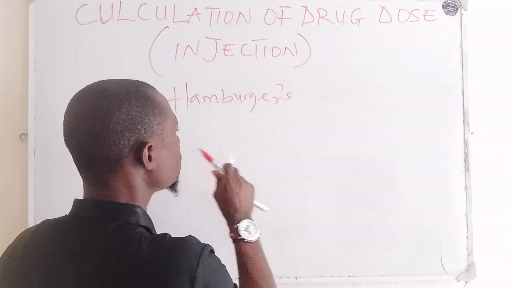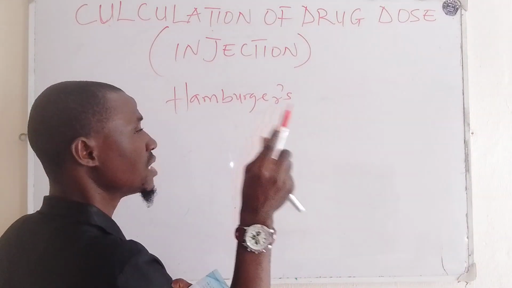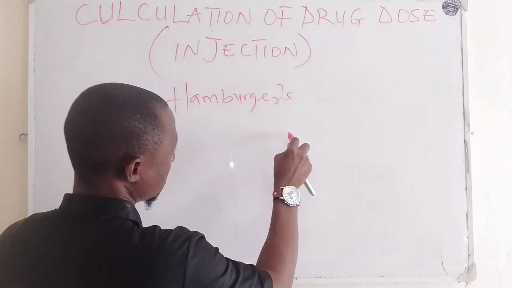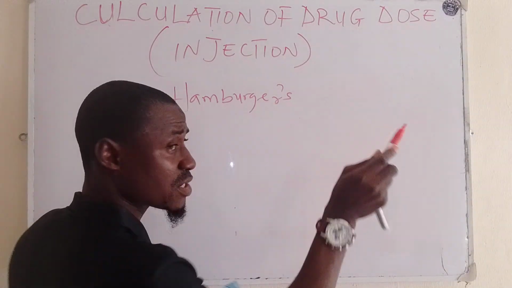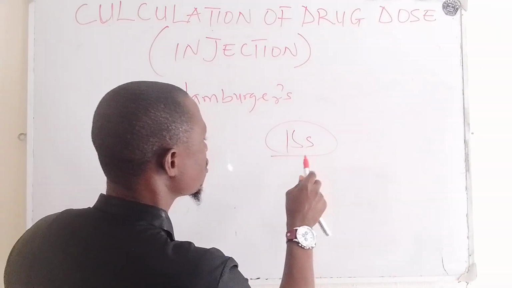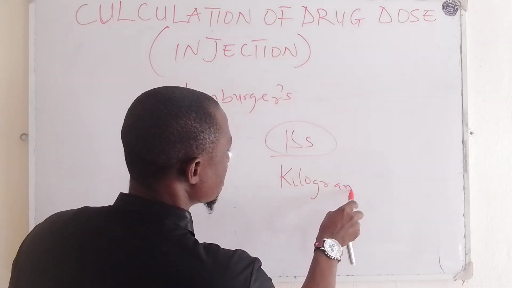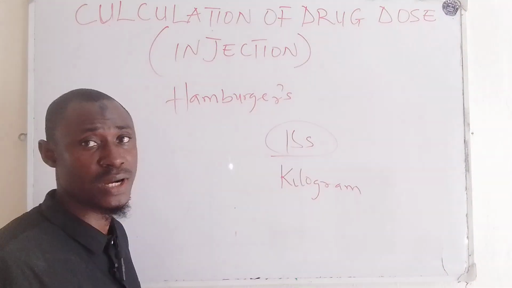Now, Hamburger's rule is also one of the weight-based rules, but in the case of Clark's rule, we used pounds, right? But this time around, pounds is replaced by kilogram. So the weight is in kilogram for Hamburger's rule.